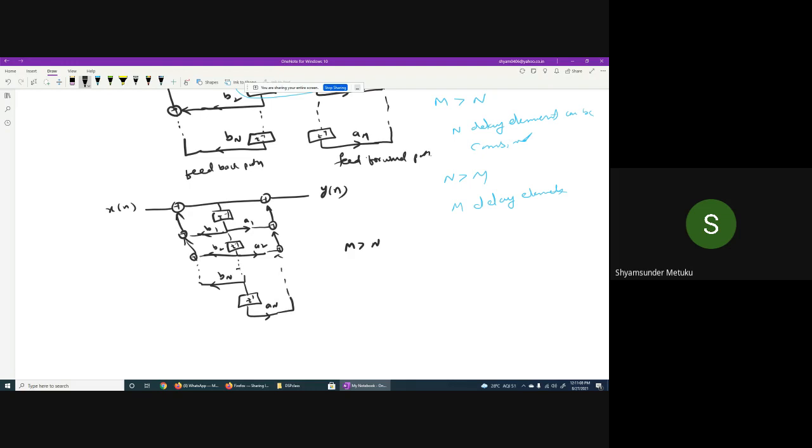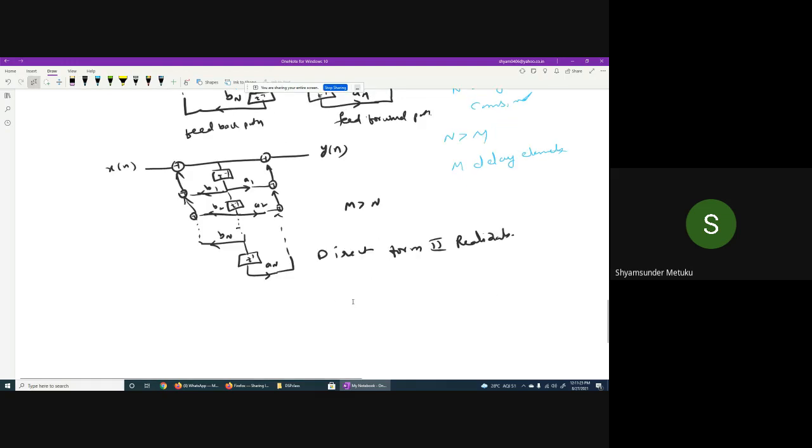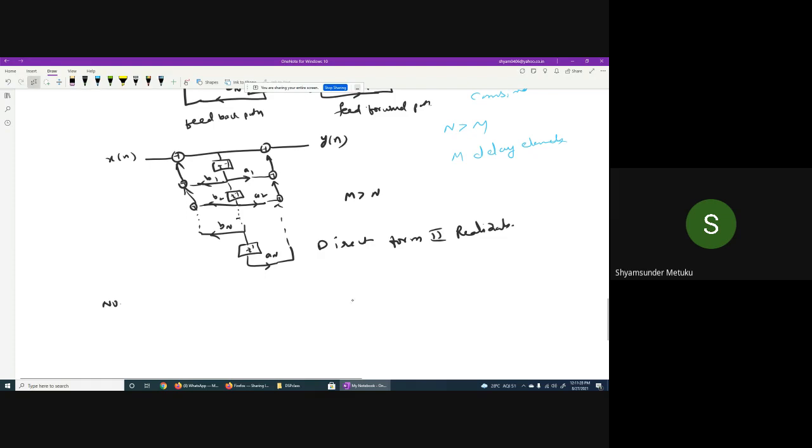Yes, correct. So this is called direct form 2 realization, widely used for IIR structures, because you're trying to save some building blocks. Basic building blocks: we discussed at the beginning that we have a number of adders, a number of multipliers, and a number of delay elements. So you tell me, in this particular case, how many adders, how many multipliers, how many delay elements.